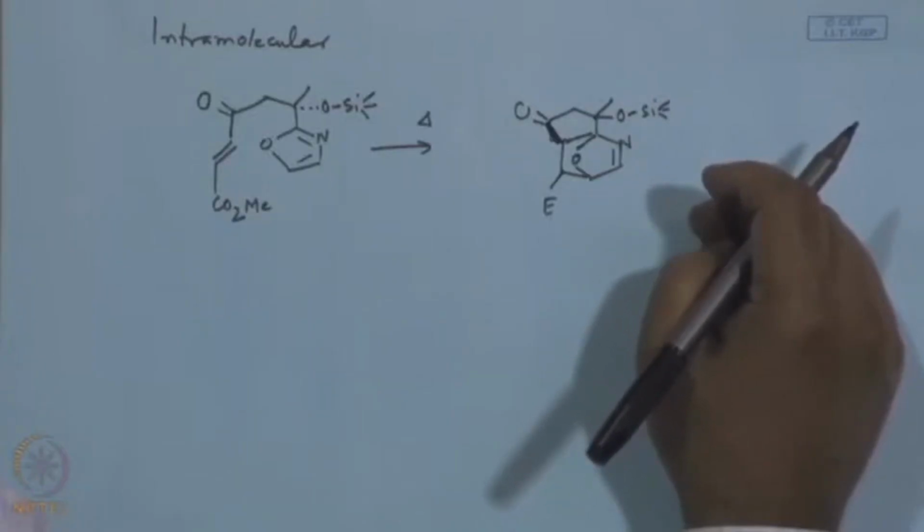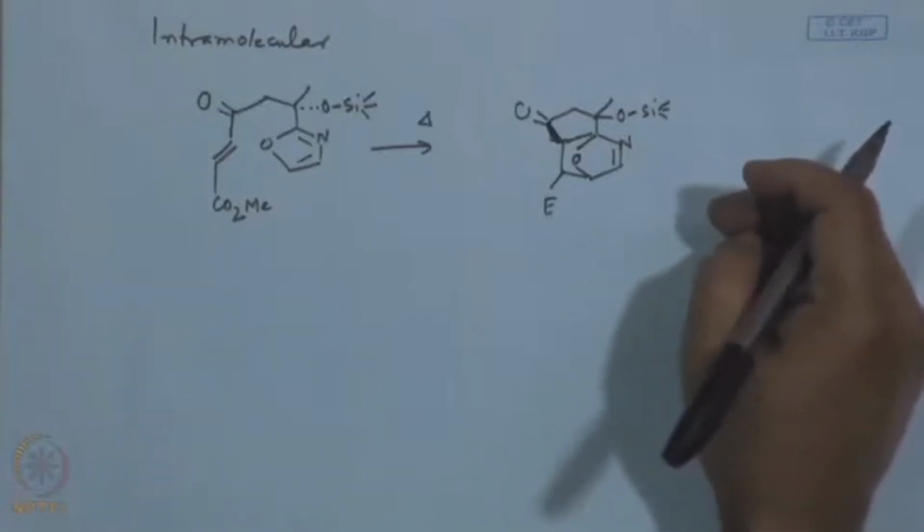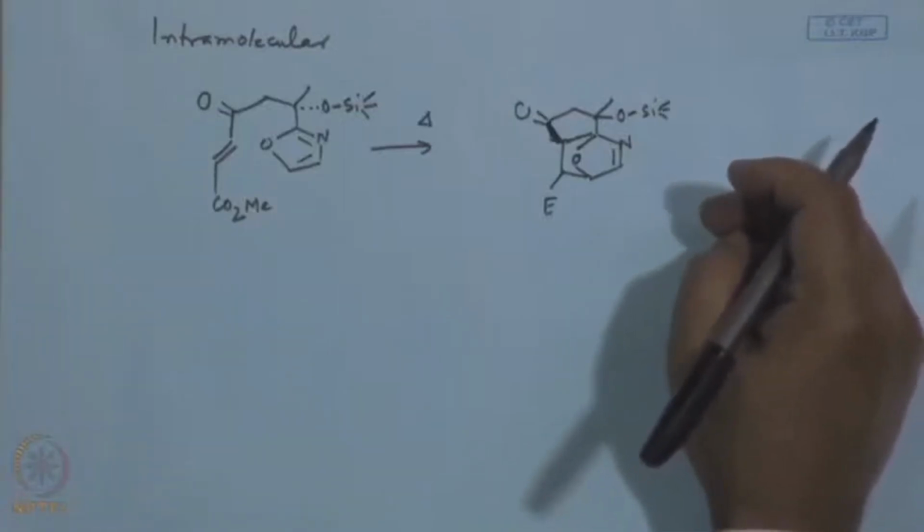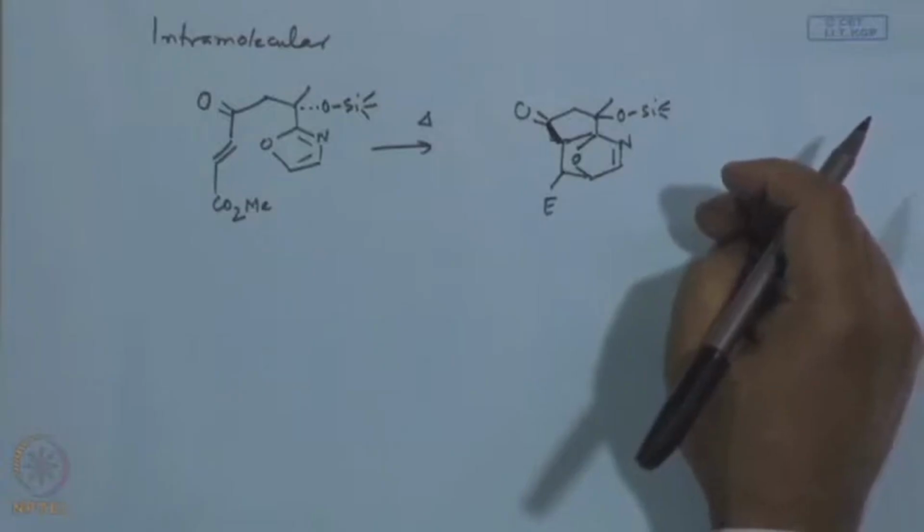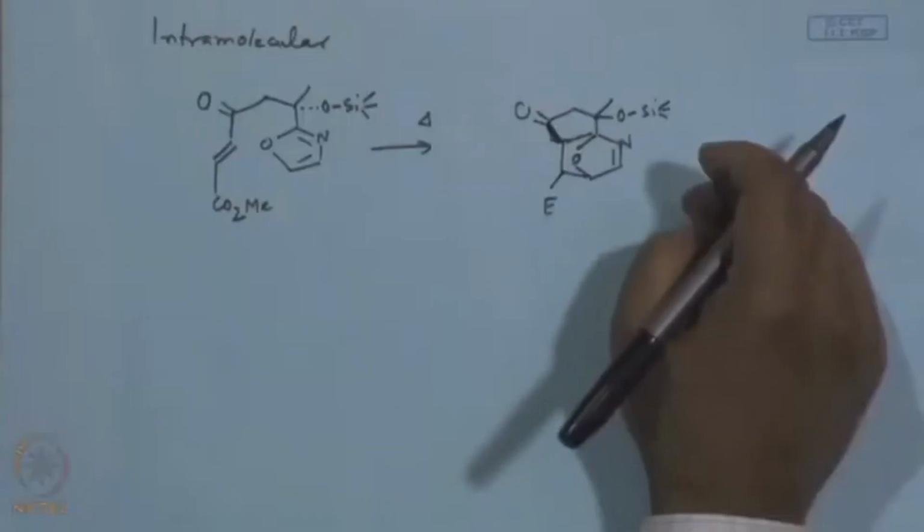Is there any chance of the retro Diels-Alder? That is what you have to keep in mind. Is there any possibility of retro Diels-Alder? That means the Alder-Rickert reaction. Whenever you are doing thermal reactions, just by looking at the structure, you have to be able to predict that. Then only you can write the final product.